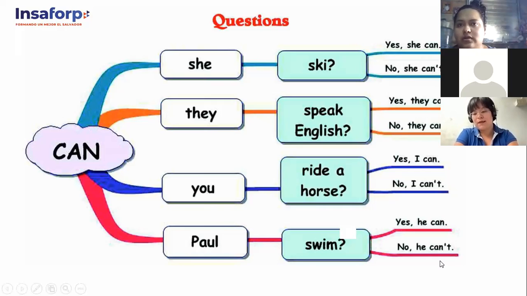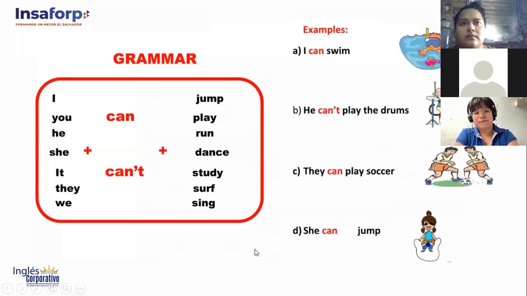No, he can't. So right now, you are going to write sentences about your abilities or your family or friends' abilities. And also the things they cannot do. I'm gonna write one example in the chat. For example, I can say, I can drive a car, but I can't ride a motorcycle. Okay, try to use but.